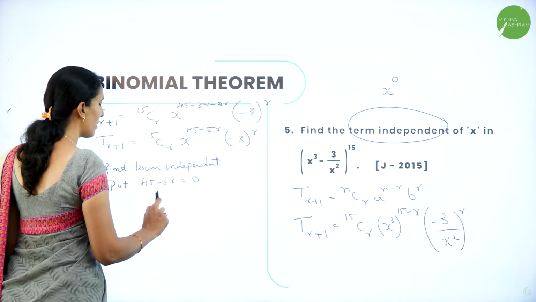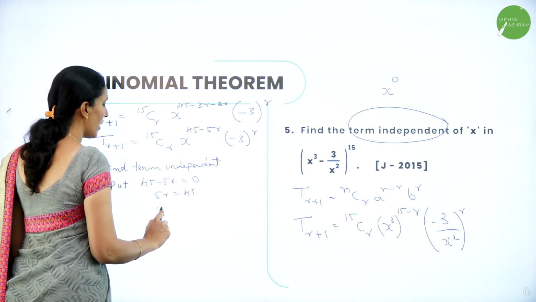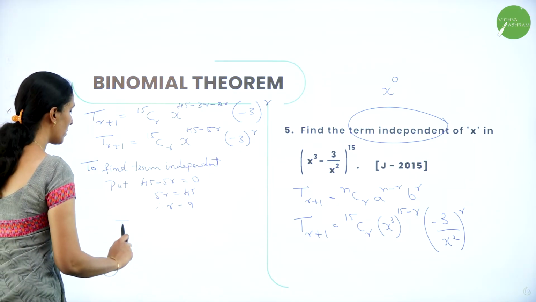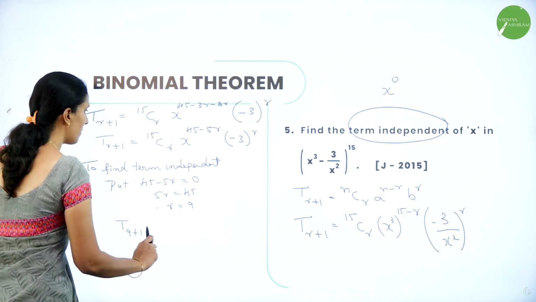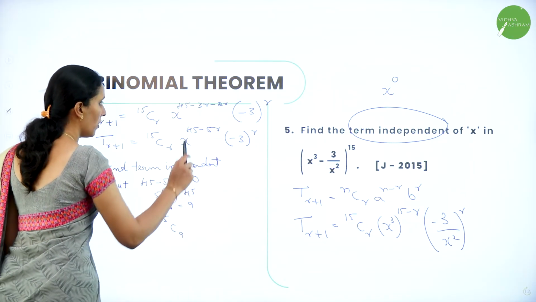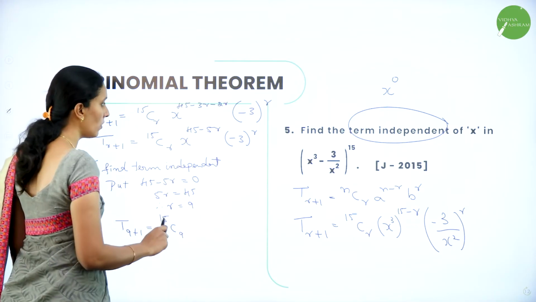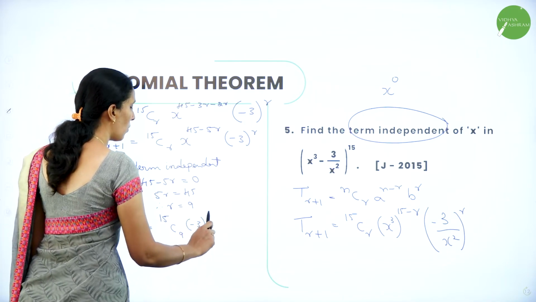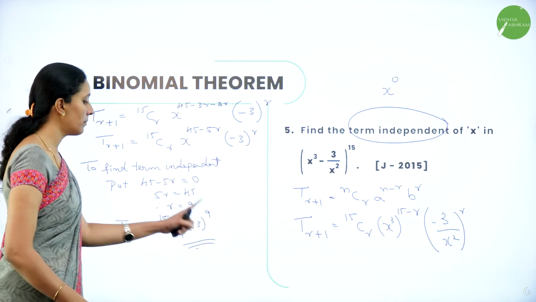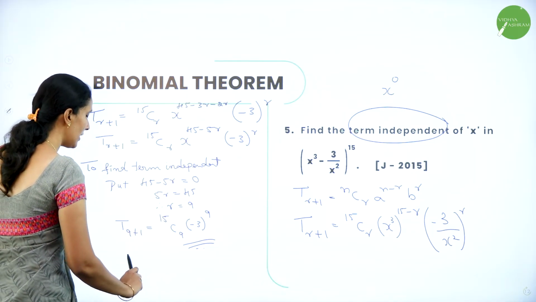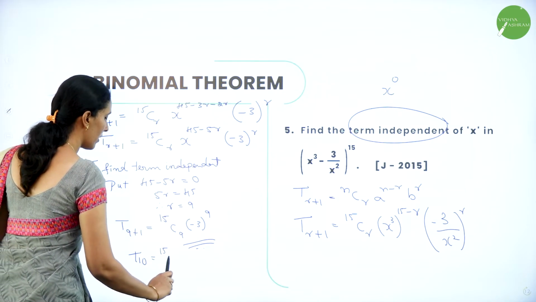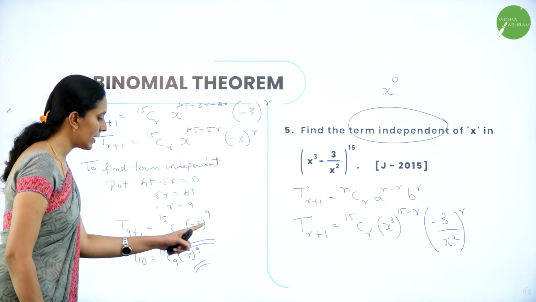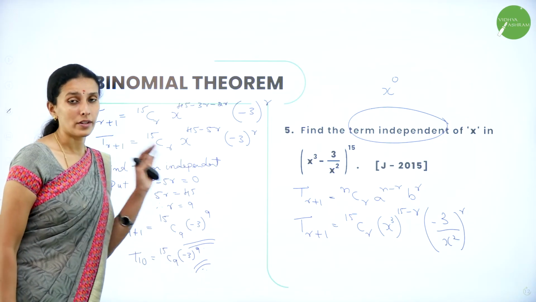So therefore from this we get 5r is equal to 45. So therefore r is equal to 9. So substitute r is equal to 9 there. If you substitute r is equal to 9, then it is T(9+1) is equal to 15C9. 45 minus 45 becomes 0. So x power 0 is 1. And here it is minus 3 whole to the power 9. So this is the term independent, or we can say the 10th term is the term independent: 15C9 into minus 3 whole power 9. You can clearly see here there are no variables, except the constant term.